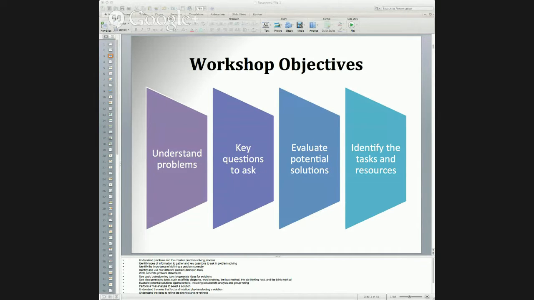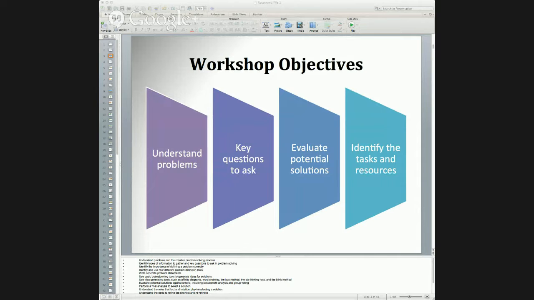You will be able to use basic brainstorming tools to generate ideas for solutions. You will be able to use idea generating tools such as affinity diagrams, word chaining, the box method, the six thinking hats, and the blind method. You will be able to evaluate potential solutions against criteria, including cost benefit analysis and group voting. You will be able to perform a final analysis to select a solution.